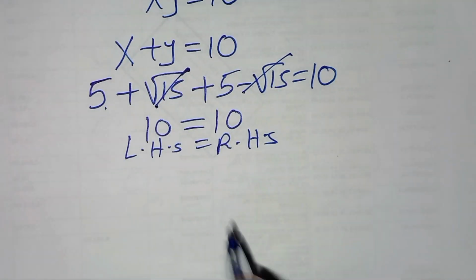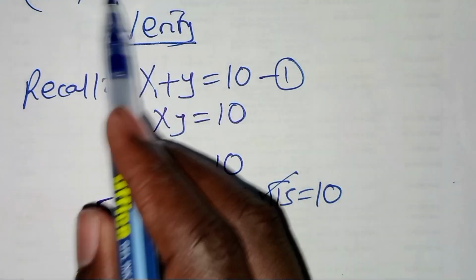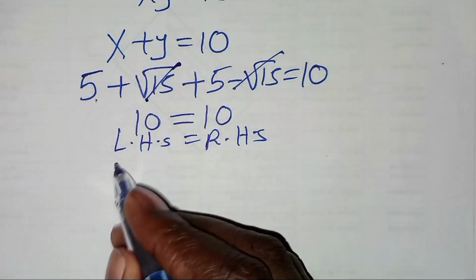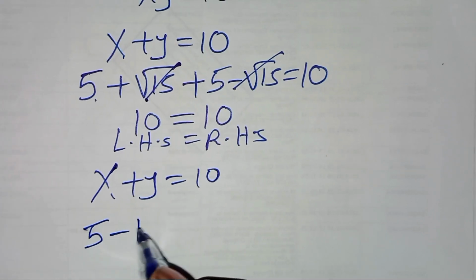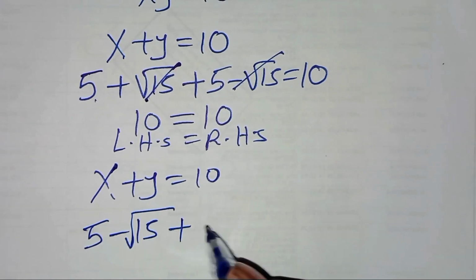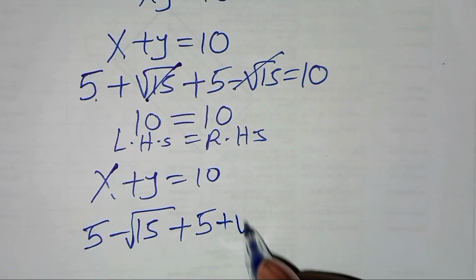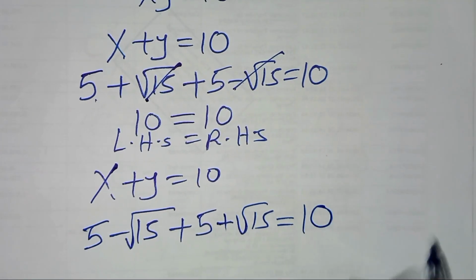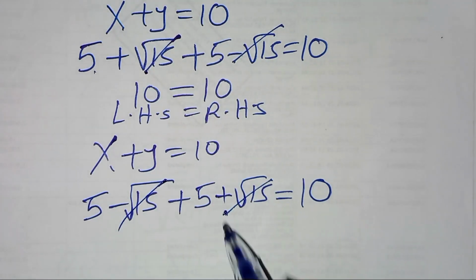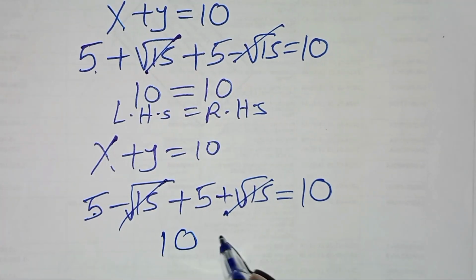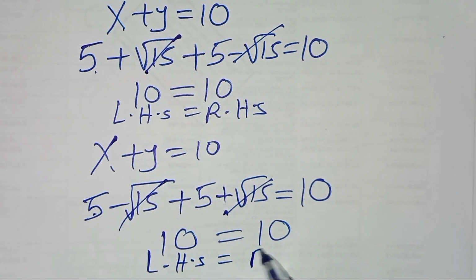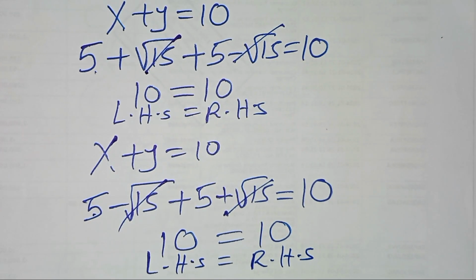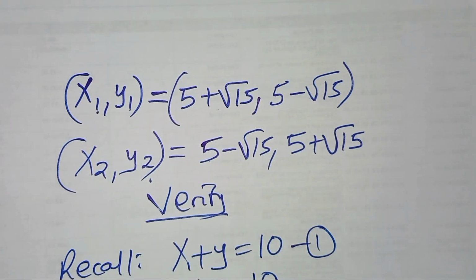The next step, let's verify x2, y2. Now, x plus y is equal to 10. So we have 5 subtract the square root of 15 plus 5 plus the square root of 15. This should give us a value of 10. The square root of 15 here cancels, so 5 plus 5 is actually 10, which is equal to 10. That implies that the left hand side is equal to the right hand side. And therefore, x1, y1 and x2, y2 actually satisfy the equation.